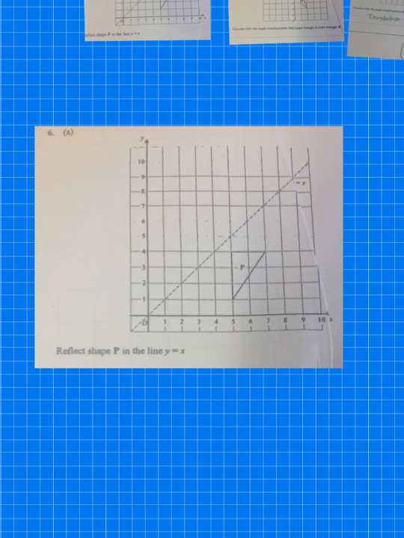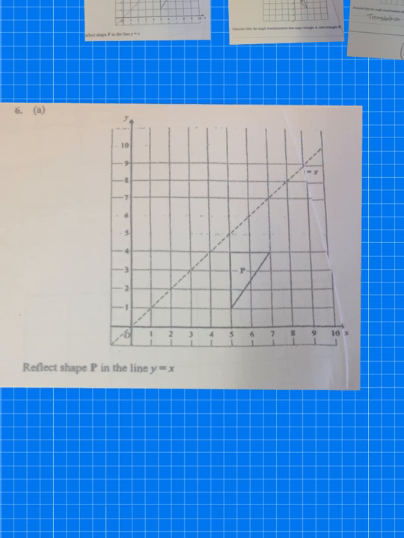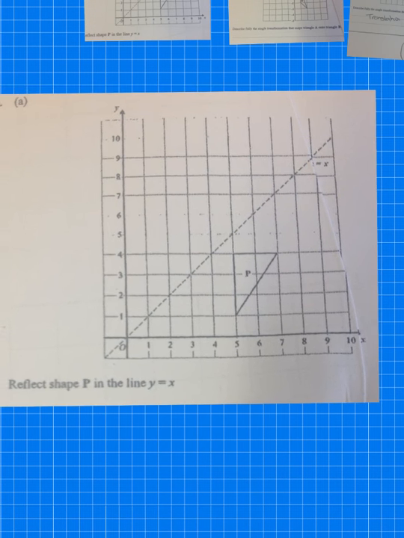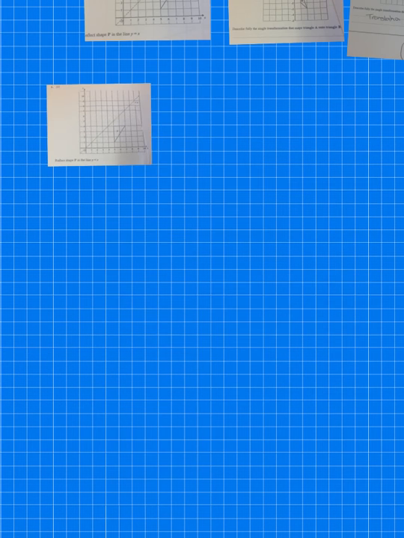Okay, this is a good question. This is a reflection question, but it's a different type of question because this time they've given us the line y equals x, and we know that y equals x is this diagonal line. Okay, so we're going to have this shape and we're going to reflect it in this diagonal line. So I'll put the answer up so you can see it.